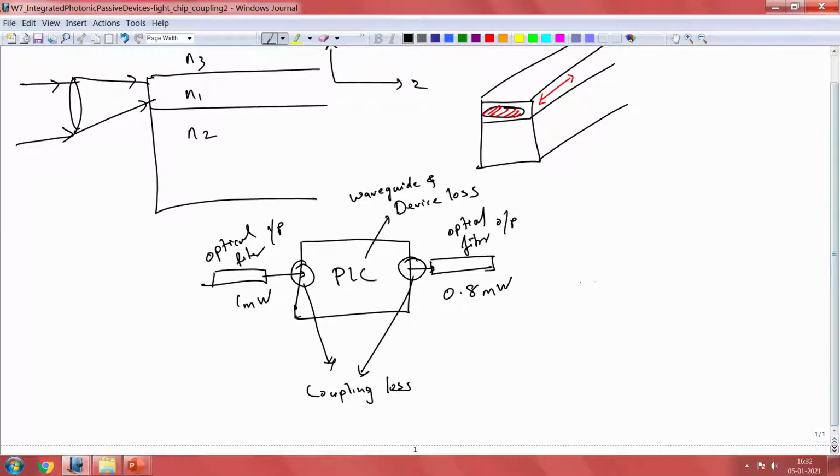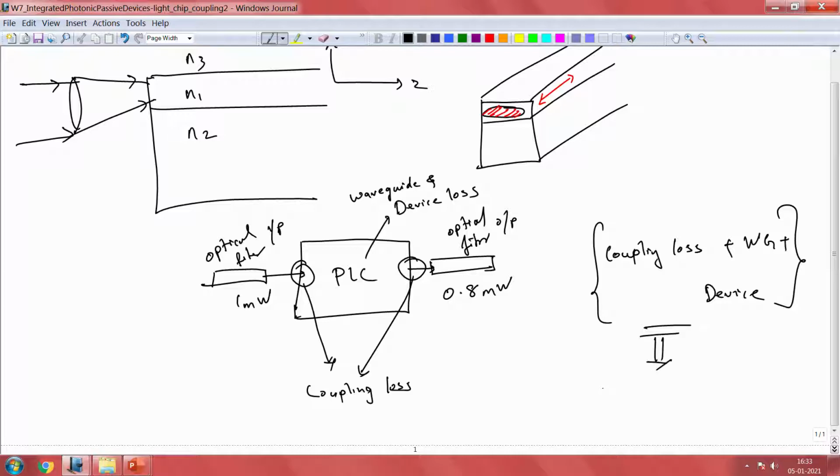So, both together, the coupling losses plus your waveguide plus device, all these factors together is called insertion loss. This is a general term we use. So, insertion loss, or you say circuit insertion loss, because it captures everything. So, input coupling, output coupling, and also loss on chip.